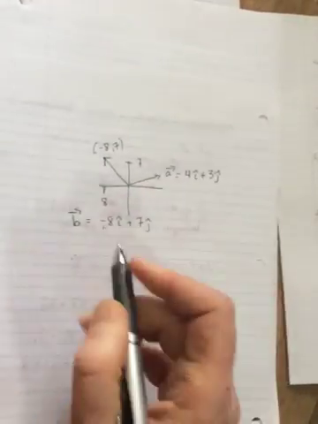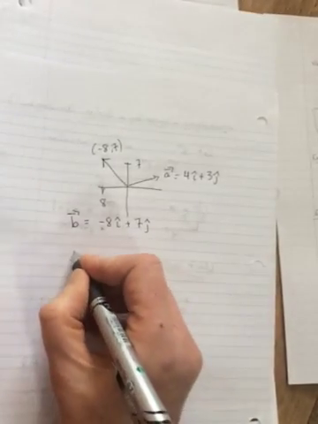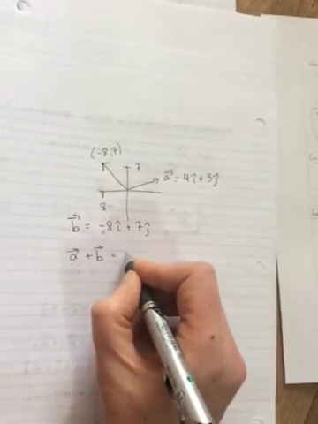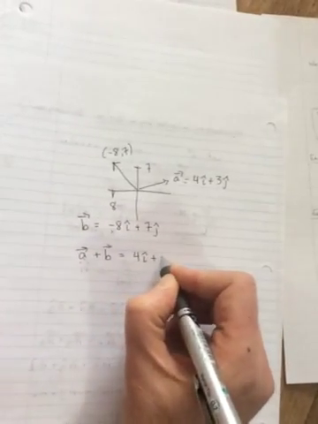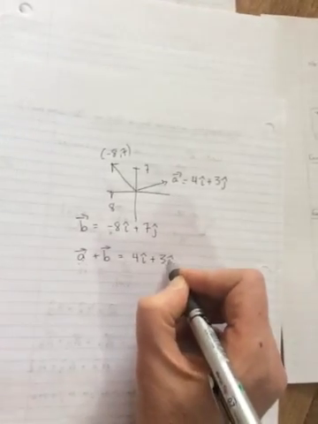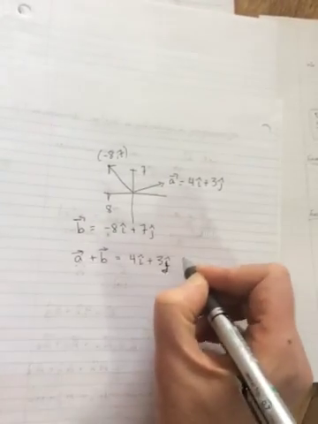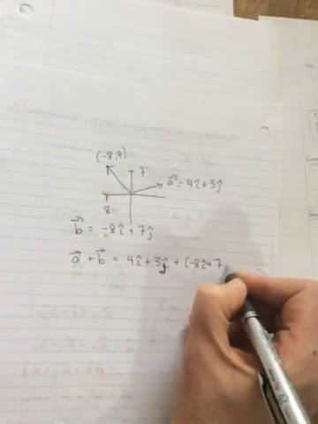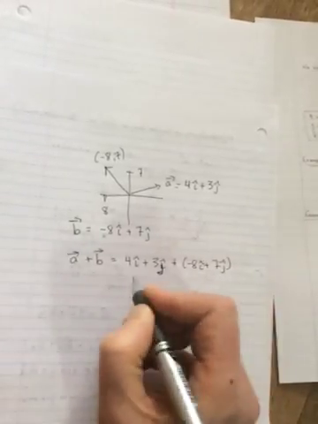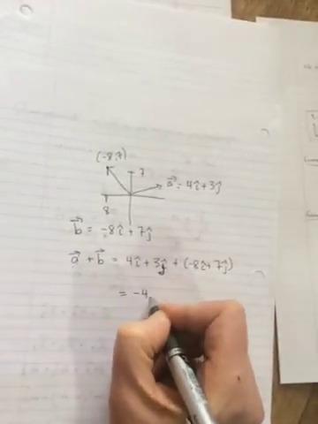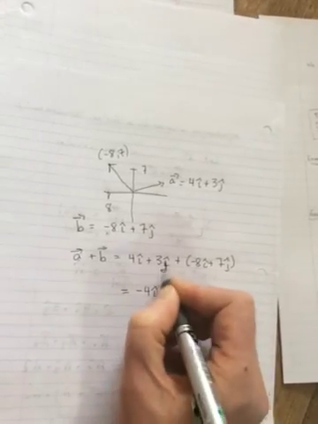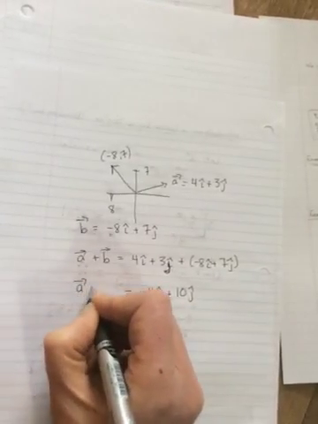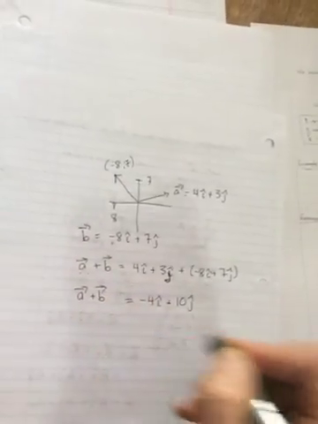And so when we go to add vectors, now it's really easy adding them this way. If I want you to find A plus B, then it's just 4i plus 3j. Whoops, that's not a j. Dyslexia. Plus -8i plus 7j. And so now to add, you just add up the i's, -4i, add up the j's, 10j. And so A plus B would just be equal to that.